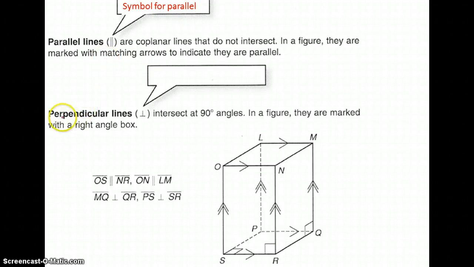Perpendicular lines intersect at 90-degree angles or right angles. In a figure, they are marked with a right angle box. So for instance, in this box below, you'll see the right angle box here as an example. The symbol for perpendicular is like an upside down T, almost again a mini version of perpendicular lines.